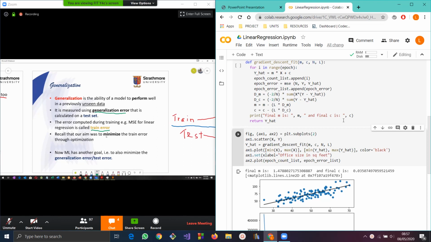Now we introduce another goal for machine learning: minimizing the test error. After I have trained and gotten the line of best fit, we start to test. During testing, we also want our test error to be minimum. So the question is, how do we actually go through that?